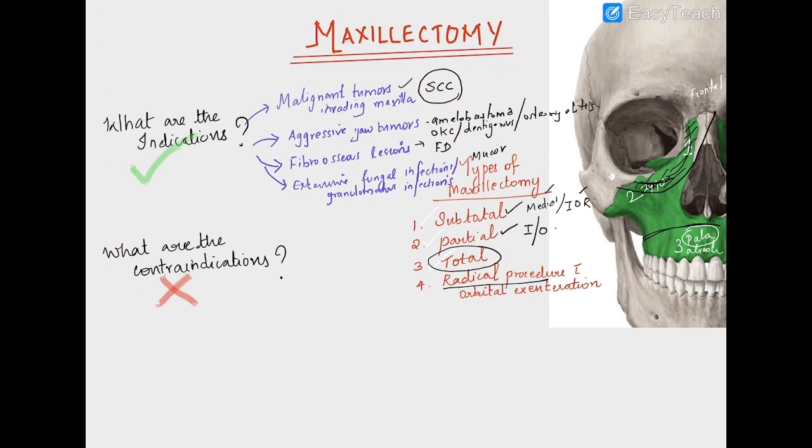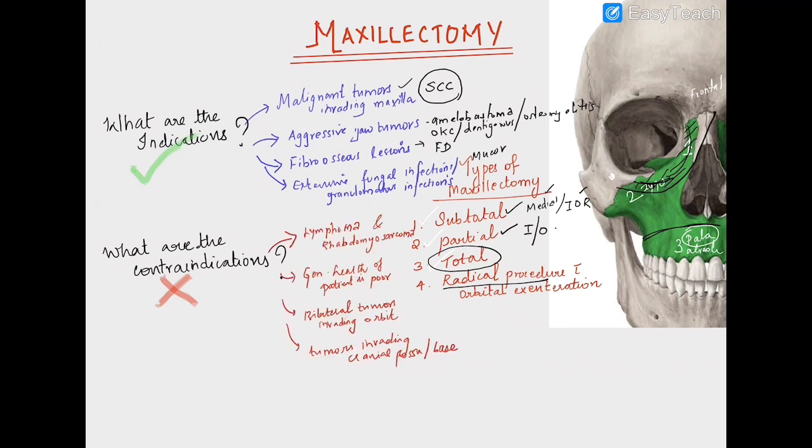Coming to the contraindications, the first and foremost contraindication will be tumors like lymphoma and rhabdomyosarcoma. The reason for not doing maxillectomy in these tumors is that they are radiosensitive. So if these tumors are present, we can go for external radiotherapy, which is very effective. So it is unnecessary to go for maxillectomy in these tumors. So it is completely contraindicated in those tumors which are radiosensitive, which can be completely cured by using radiotherapy.